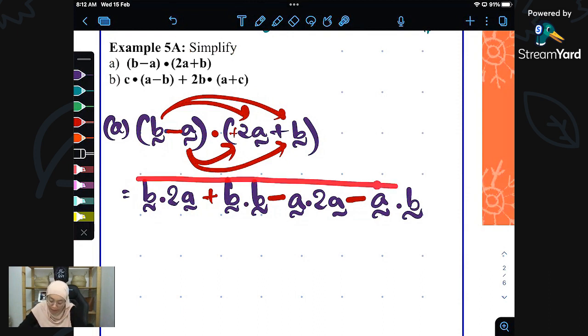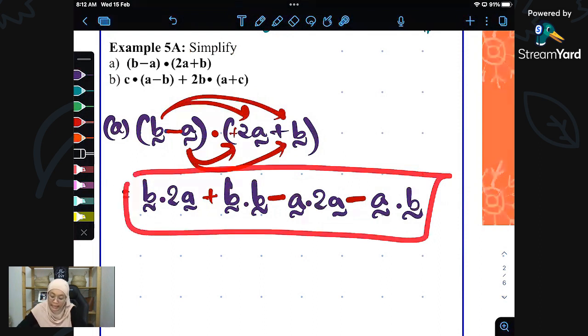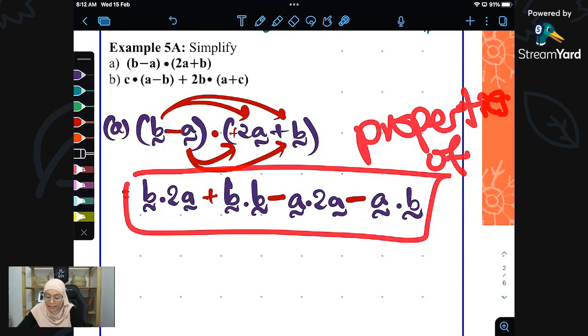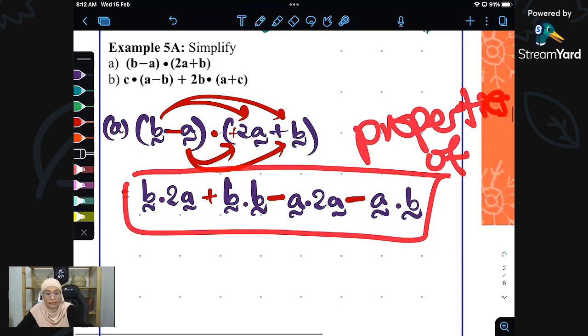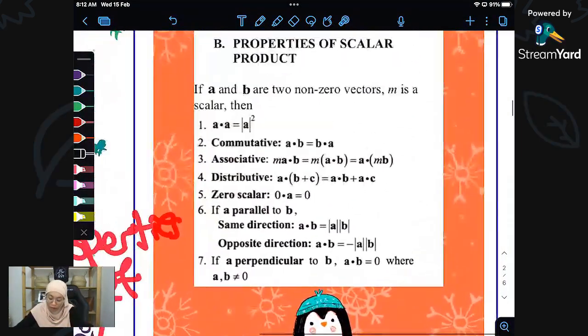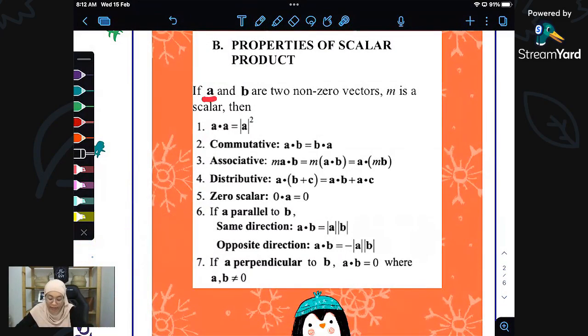Now, how do we simplify these things? How we simplify this is where we need the properties. Which properties? Properties of scalar product. So let's have a look at these properties of scalar product. If A vector and B vector are two non-zero vectors, they must be non-zero, and m is a scalar, then the first property is A dot A gives you the modulus of A, squared.